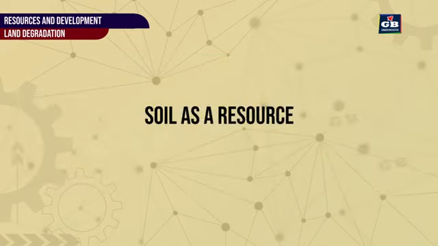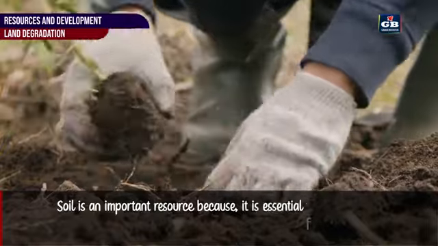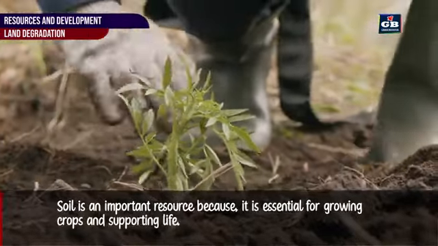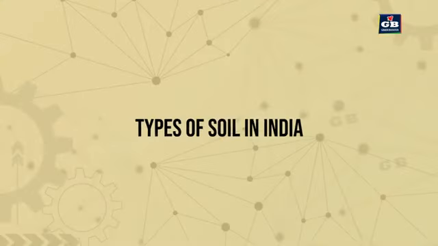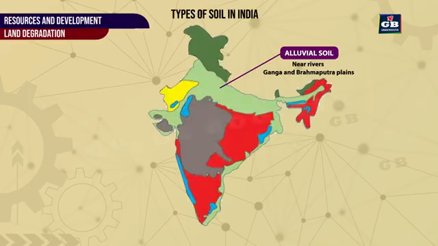Soil as a resource. Soil is an important resource because it is essential for growing crops and supporting life. Now let us see different types of soil in India. 1. Alluvial soil. It is found near rivers and it is very fertile. Example, soil in Ganga and Brahmaputra plains. 2. Black soil. It is best for growing cotton. And this soil is found in Maharashtra and Gujarat.